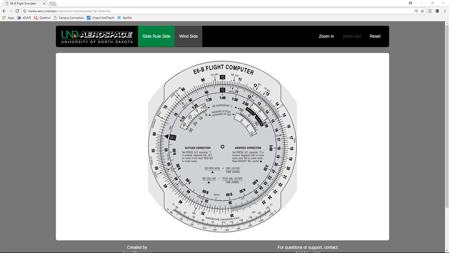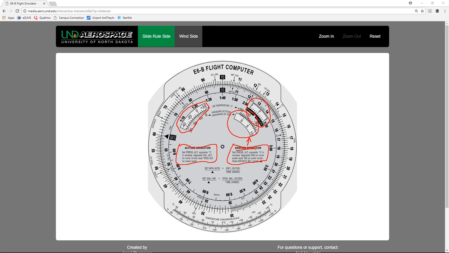So on the face of the E6B, you will probably notice that there are a couple of windows. One on the left side here, and two on the right side of the face of the E6B. And then there's also a short paragraph on both the left side and the right side there. So the right side is labeled airspeed correction. So these windows that are above that paragraph will be used for airspeed correction.